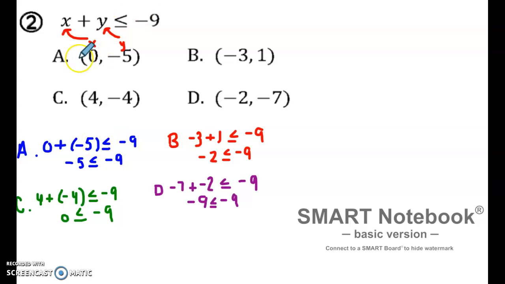So letter A, when we do our substitution, we get negative 5 is less than or equal to negative 9. That is not true, so I'm going to put an X by that. Letter B, we get negative 2 is less than negative 9. Again, not true. Negative 2 is greater than negative 9. C, 0 is less than or equal to negative 9. We know that one's not true. And then D, we get negative 9 is less than or equal to negative 9. That one is true because the negative 9 and negative 9 are equal to each other. So the correct answer here is D.